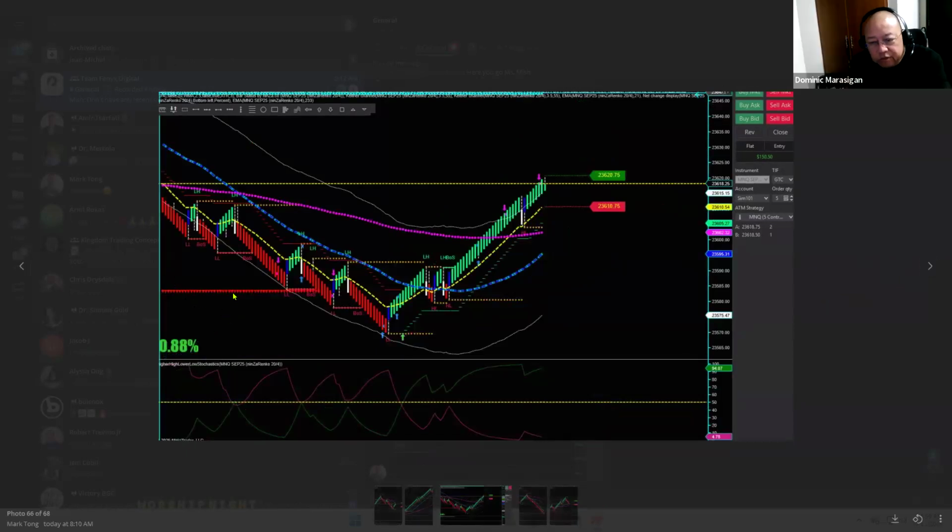Here's another one. You took a short here, right? Got stopped out. Yep. So again, where's our trend going? Down. So most likely this is a pullback. Continue going down. In fact, you could have entered right here again and got your first target.